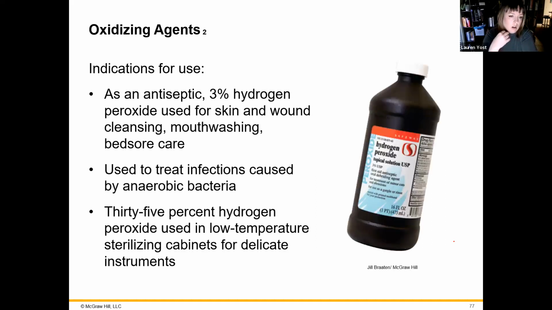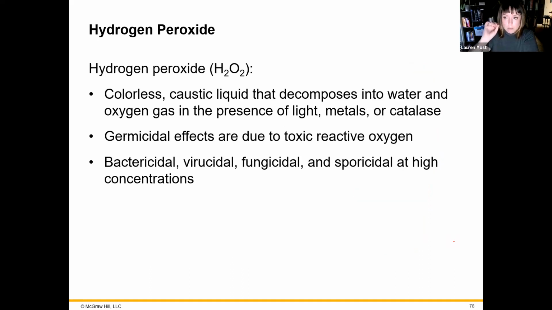So as an antiseptic, if you're going to be using this household, 3% hydrogen peroxide is used for skin and wound cleansing, mouthwashing, and bed sore care. It's going to treat infections caused by anaerobic bacteria. Remember, those are the ones that can't defend against the oxygen products that I was trying to say just a minute ago. So 35% hydrogen peroxide is used in low temperature sterilizing cabinets for delicate instruments that might not be able to be exposed to high temperatures.